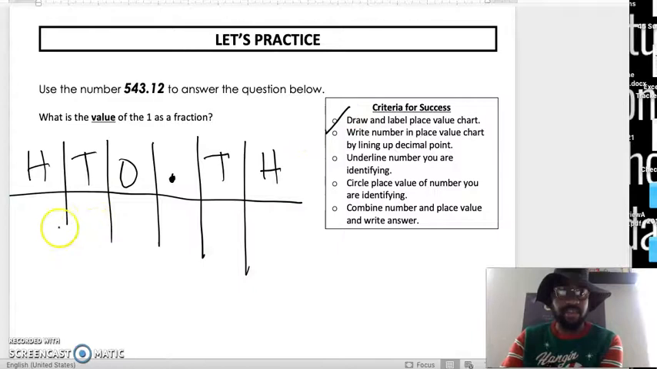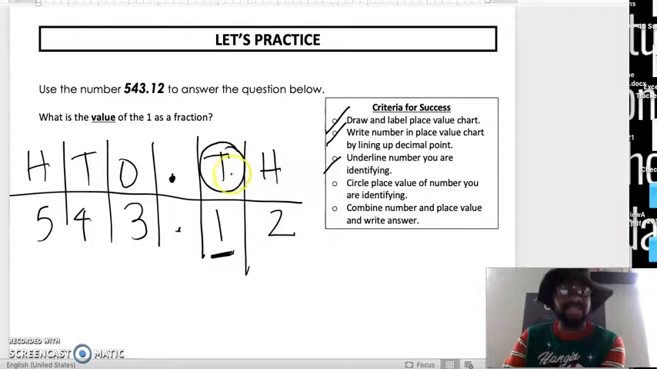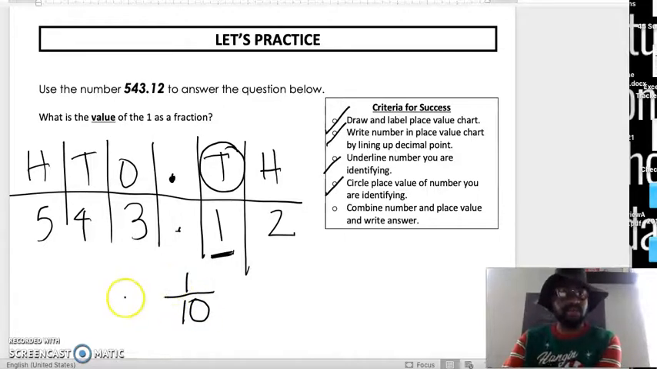Step 2 is to write the number inside of the chart, making sure that everything is lined up correctly. Step 3 is to underline the number. This time I'm looking at the 1, so I'm going to underline the 1. Step 4 is to circle the place value that the 1 is in. The 1 is in the tenths place value, so I have 1 tenth. So if I say 1 tenth, 1 tenth means I have 1 in the tenths place value, which looks like this. So 1 tenth is the same as writing 1/10.